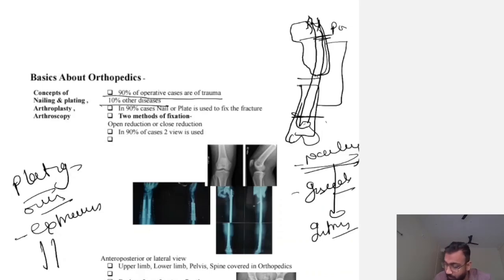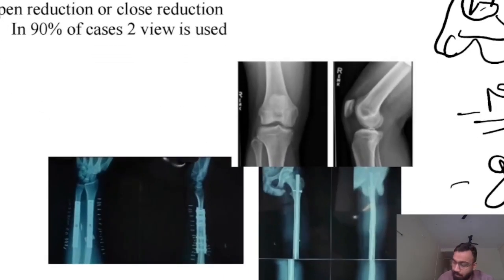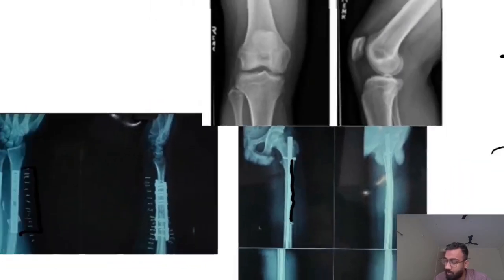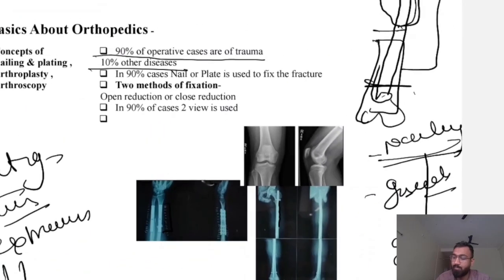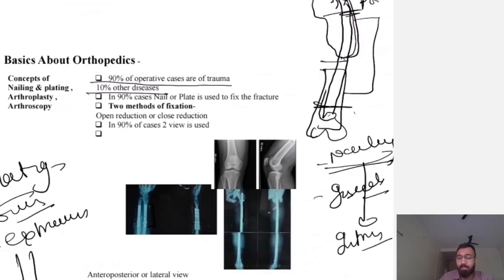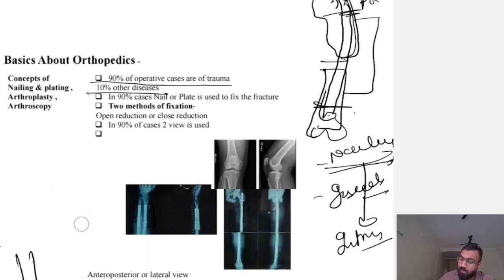You can see this is the radius ulna plating. So you can see the plate is over the bone. And the nail you can see inside the bone. It is nailing. You can see the nail is inside the intramedullary canal. So nailing is always intramedullary. That's why it is known as an intramedullary implant. Plating is extramedullary. Okay, now you have to understand, nailing could be closed reduction or nailing could be open reduction.